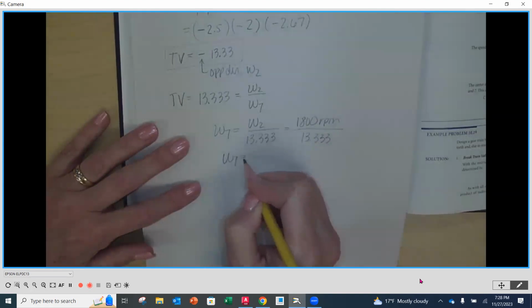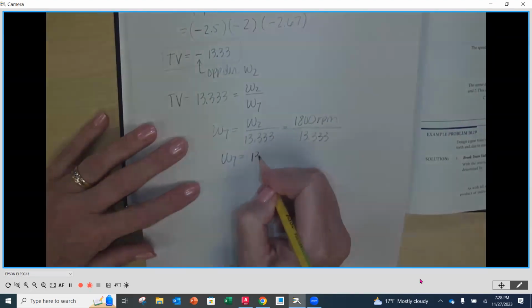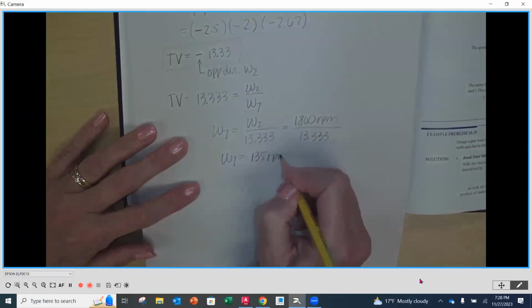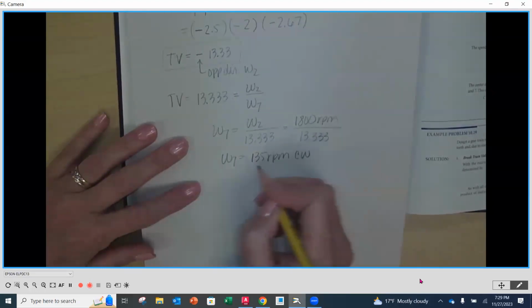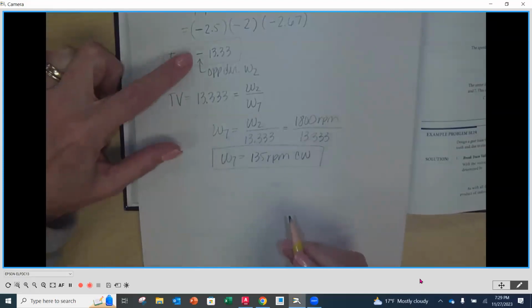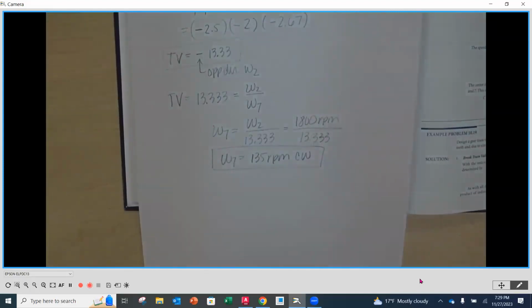And our W7 should be 135 RPMs. And we would say that it is going clockwise. So add the direction in there because of knowing that it's a negative value that comes out. Oh, thank you, Brandon. Negative 13.35. Good. A little bit of rounding, I'm sure. Now that's part of the problem, right? So that's the first part. W7 is equal to 135 RPMs counterclockwise.